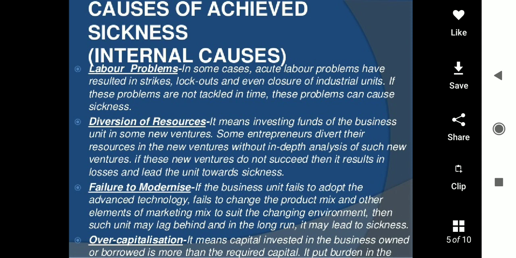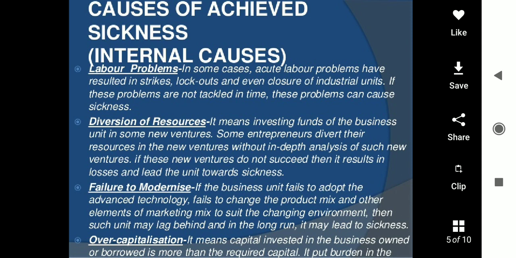Modernization. You must be a person who adapts new technology, a person who is in need of new technology. So what is failure to modernize? Modernization means if you are not able to do your work as per the current demand of the economy. So dear students, this is also one of the reasons that is causing sickness in the industry.